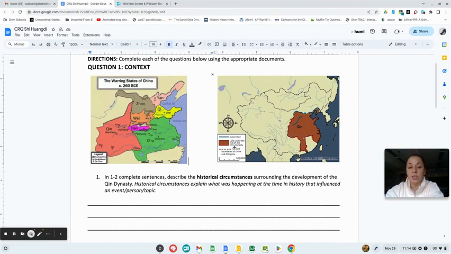It has nothing to do with his building of the Great Wall or anything he does once he is emperor. Right? The question was asking surrounding the development, the start of. Okay, so how did the Qin dynasty start? Well, he conquered the 6 other states and created one unified China. Right? That is the answer to question 1.